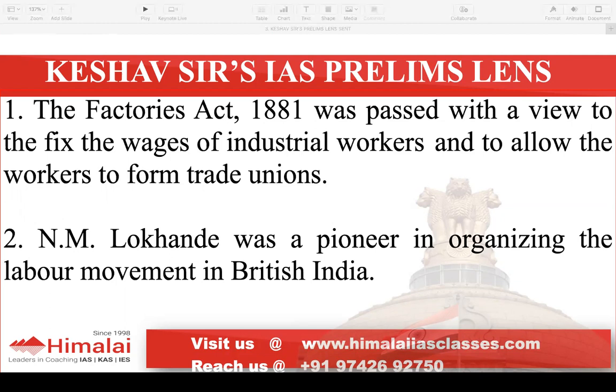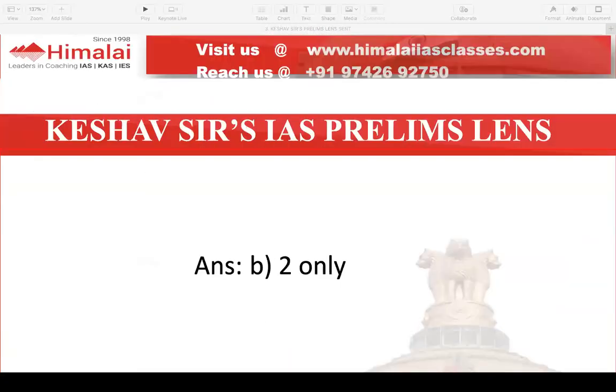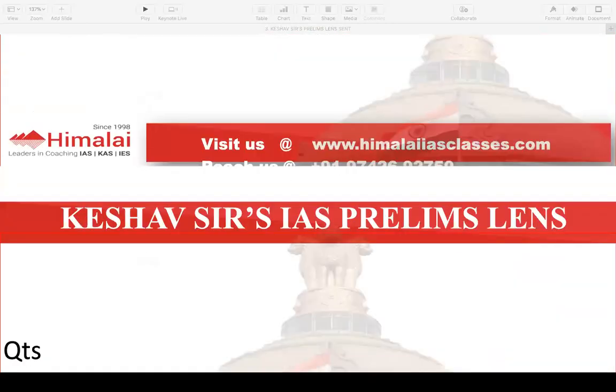Now coming to statement 1, the Factories Act 1881 was brought out by Lord Ripon. It was to regulate the working conditions and working hours of the people. Nothing to do with wage payment and formation of trade unions. It was just regulating the number of hours people work at the factory, including the hours allowed for the children. So the answer is B, 2 only.